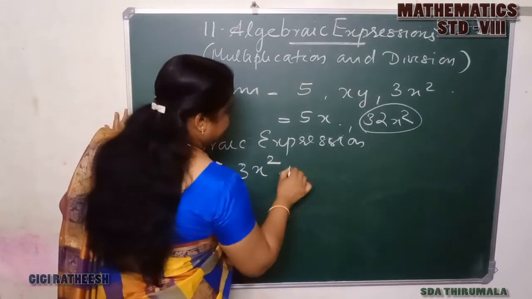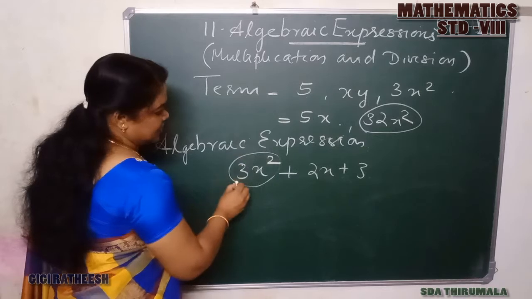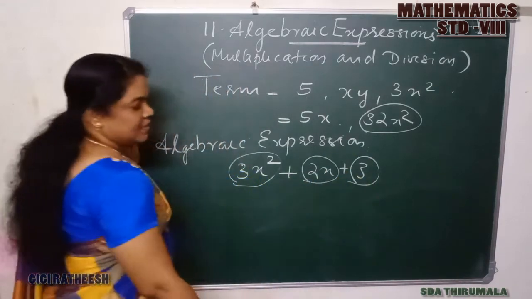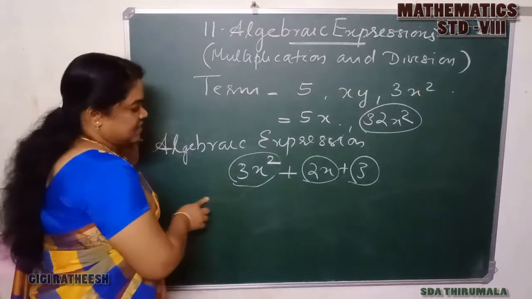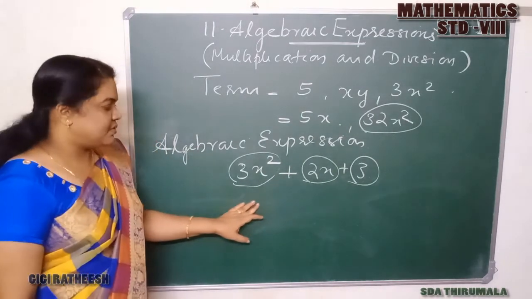That is 3x square plus 2x plus 3. Here this is a single term, 3x square, the next term is 2x, and the last is a constant, which is 3. And what is the degree of this expression?